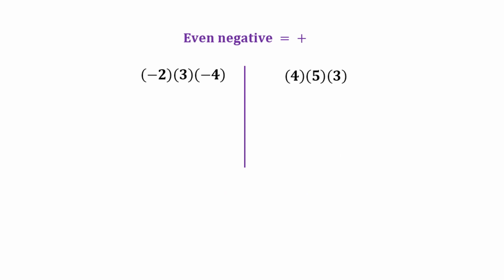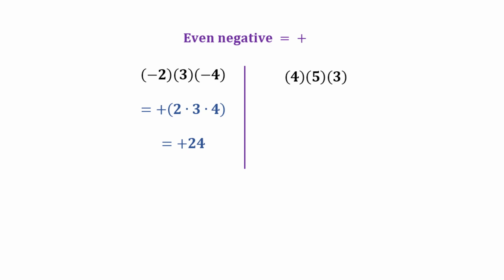But if the number of negative signs is even, we write a positive sign. Then we multiply the numbers. For example, find the product of negative 2 times 3 times negative 4. Let's count the negative signs: 1, 2. There are 2 negative signs, and 2 is even, so we write a positive sign. And multiply: 2 times 3 times 4. 2 times 3 is 6, and 6 times 4 is 24. So the product of negative 2 times 3 times negative 4 is 24.